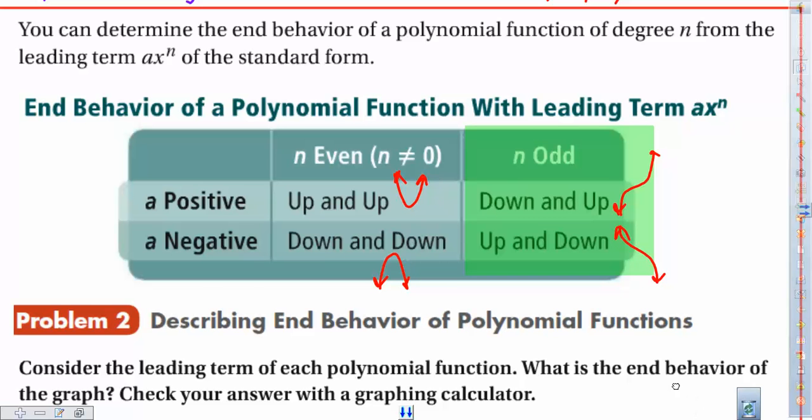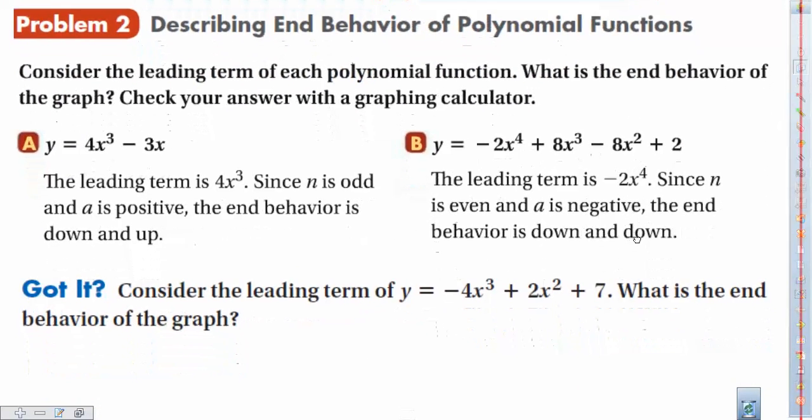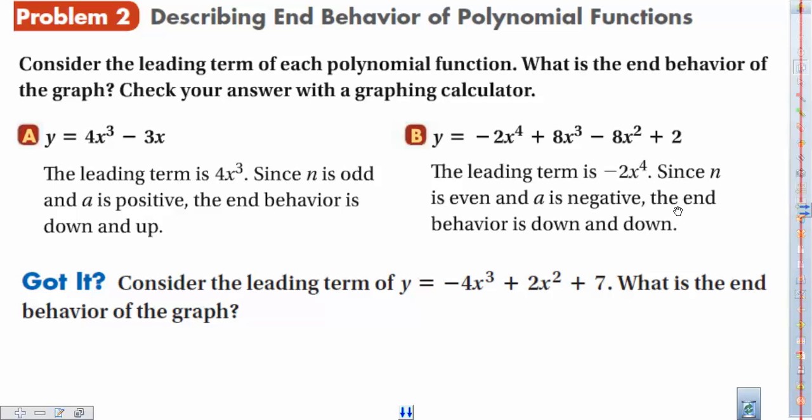Okay? So what you can do, a cool thing that you can do, is if the polynomial is already in standard form, you can go ahead and cut all that extra stuff out of it and just look at two things. And that is the leading coefficient and the degree. Since the degree is odd, we have now narrowed it down to either down-up or up-down.